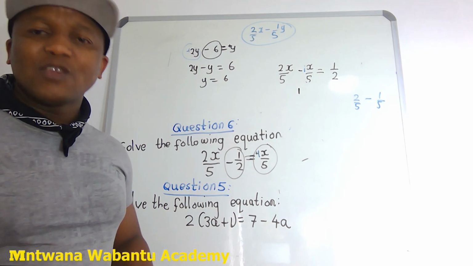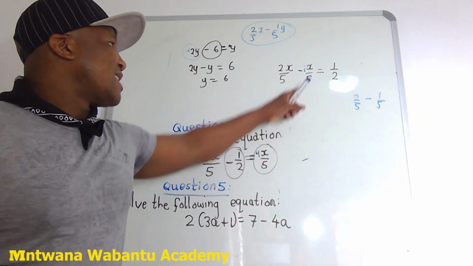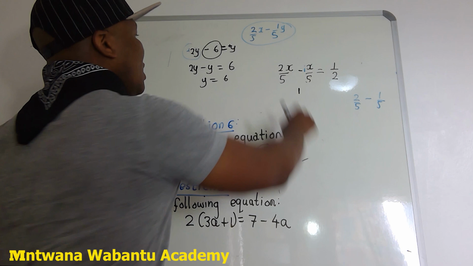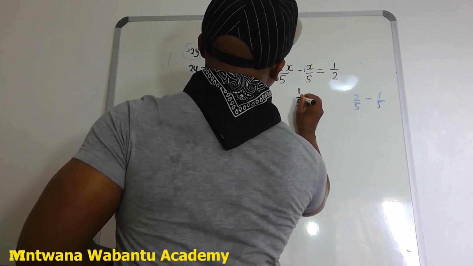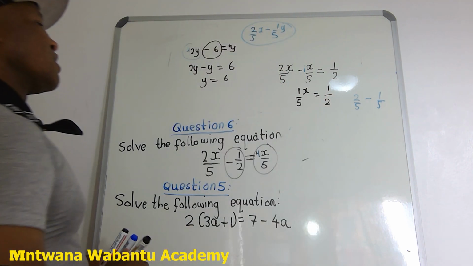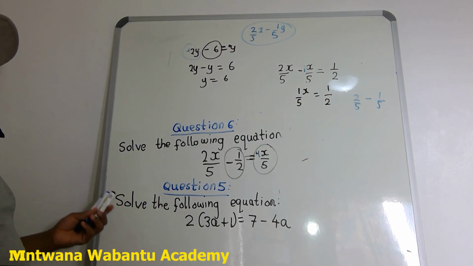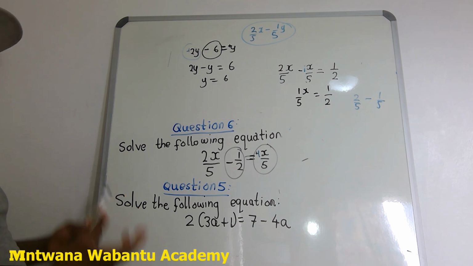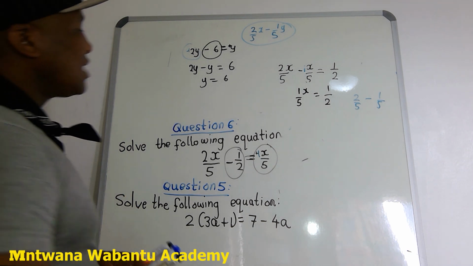You know why we don't plug x there? It's like terms, x and x. So 2 over 5 minus 1 over 5 equals 1 over 5, and both of them have an x, so 1 over 5 x. You see what I'm saying? So how I'm going to get the value of x, there are a lot of ways you can do for such a case.